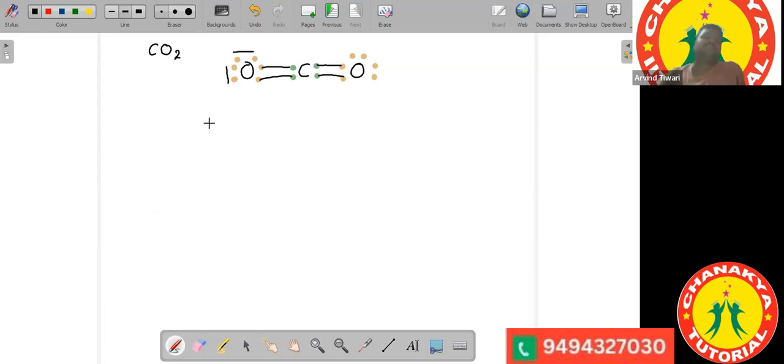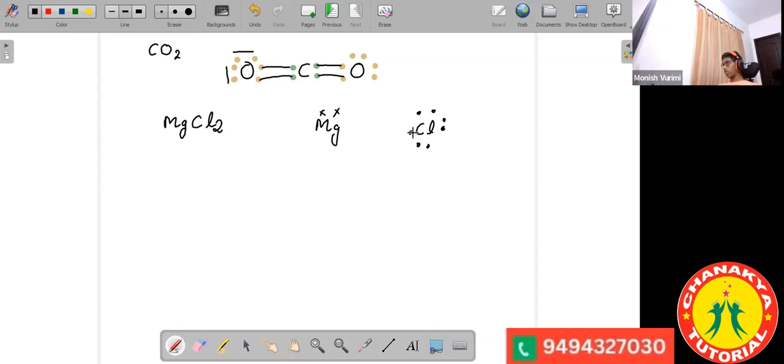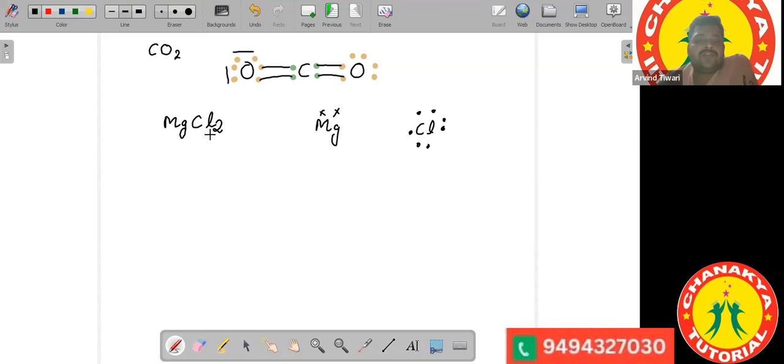Okay. So let's try some other one. Let's do. Okay, how can we draw for MgCl2? So your magnesium, it has two electrons in the outermost shell. Chlorine has seven electrons. Okay. So we mark seven electrons of chlorine. And how many electrons are required by chlorine then? Just one electron. And so therefore there is another chlorine. Okay, so this also has seven electrons and it requires just one.